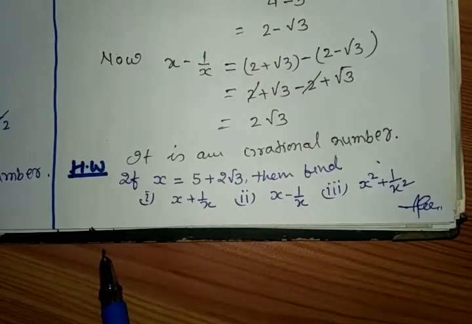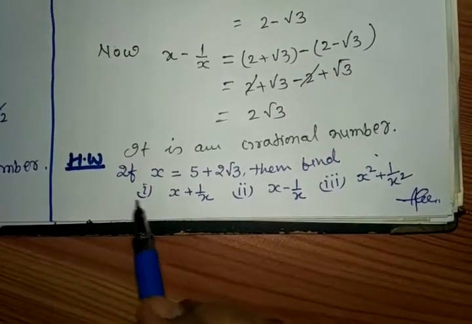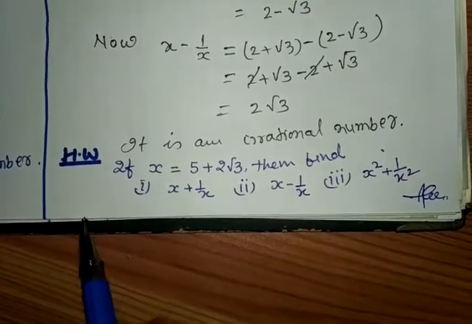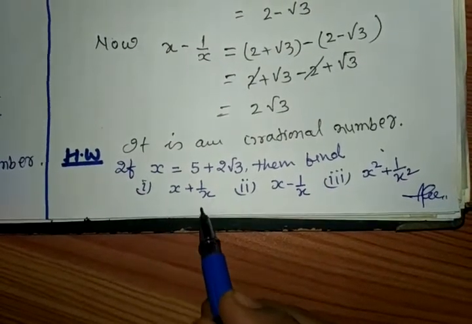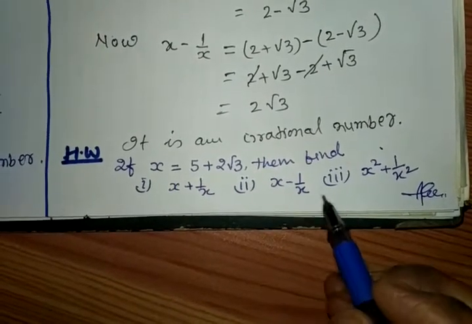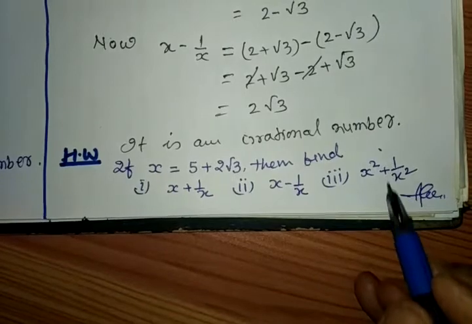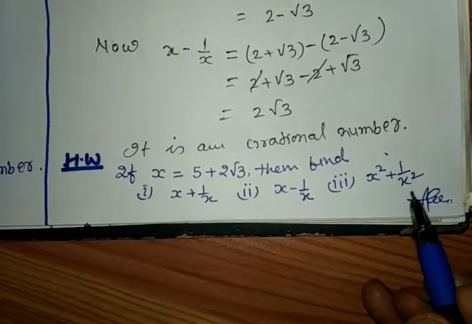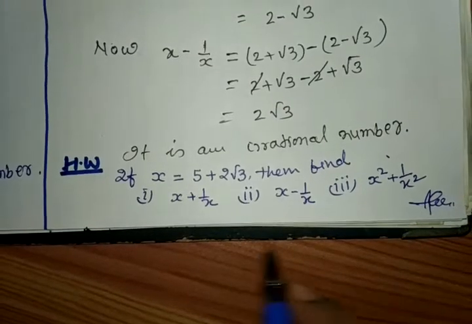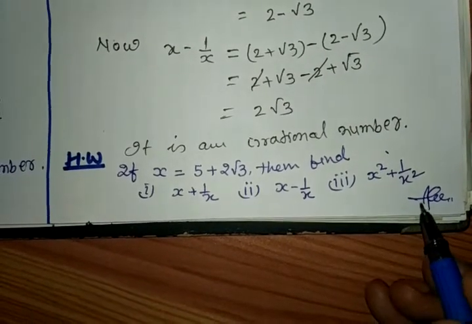For homework, I am sending you 3 questions. If x equals 5 plus 2 root 3, then find number 1, x plus 1 upon x; number 2, x minus 1 upon x; number 3, x square plus 1 upon x square. You also have to explain whether the solutions are rational or irrational. Thanks.